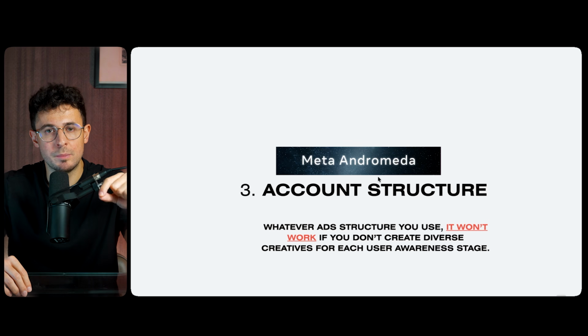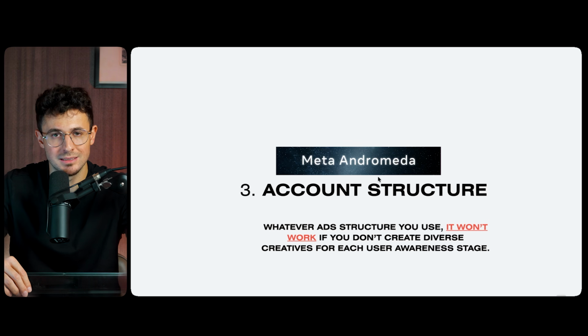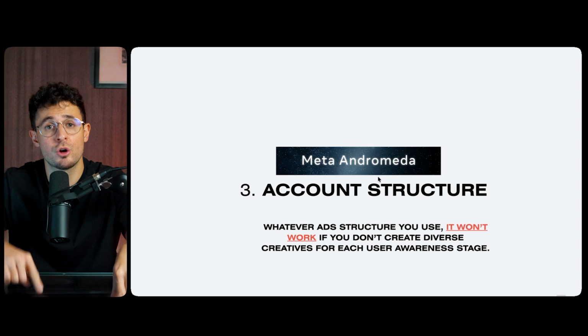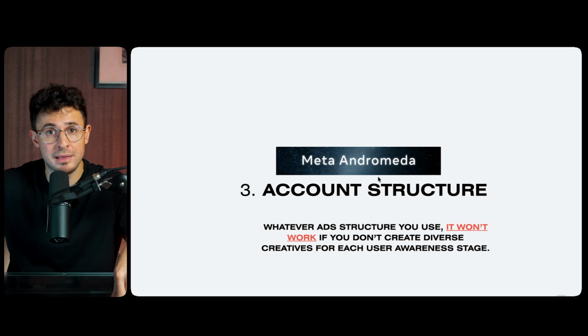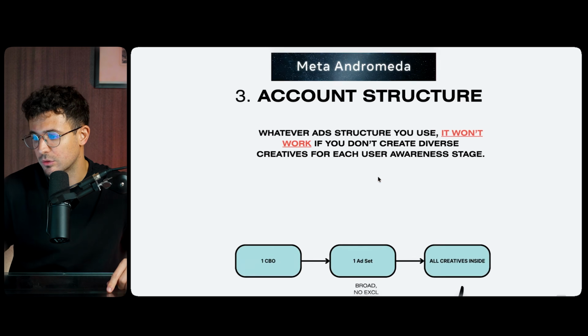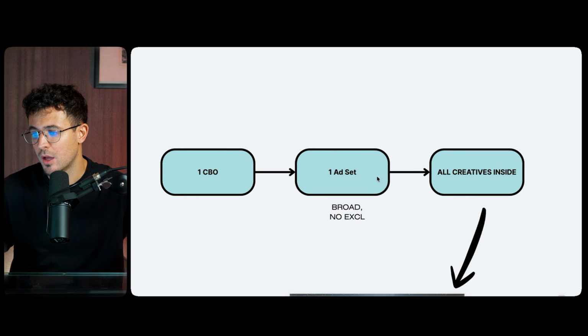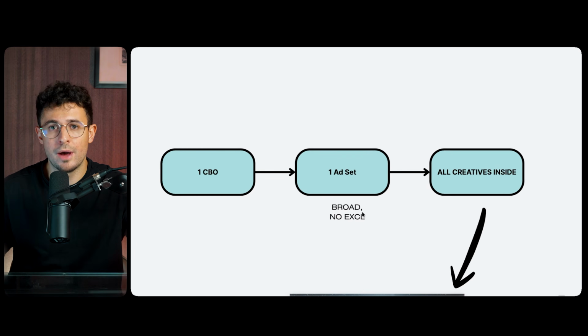What we notice is that with Meta Andromeda, the more creatives we add inside one single ad set, the better the performance will be, and the less roller coaster effect in terms of return on ad spend going up and down we have inside the ad account. So, as simple as that: one CBO, one ad set, all creatives inside, broad targeting, no exclusions.